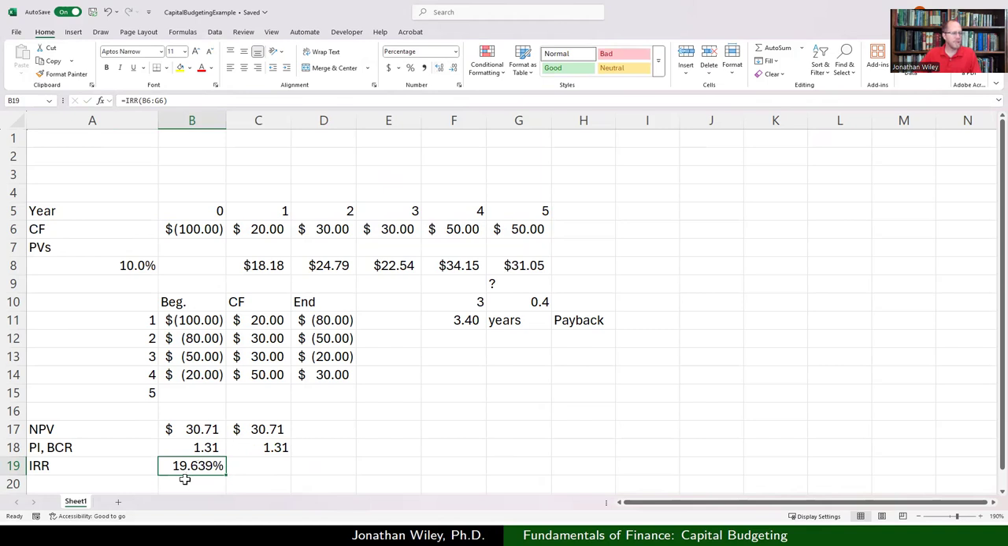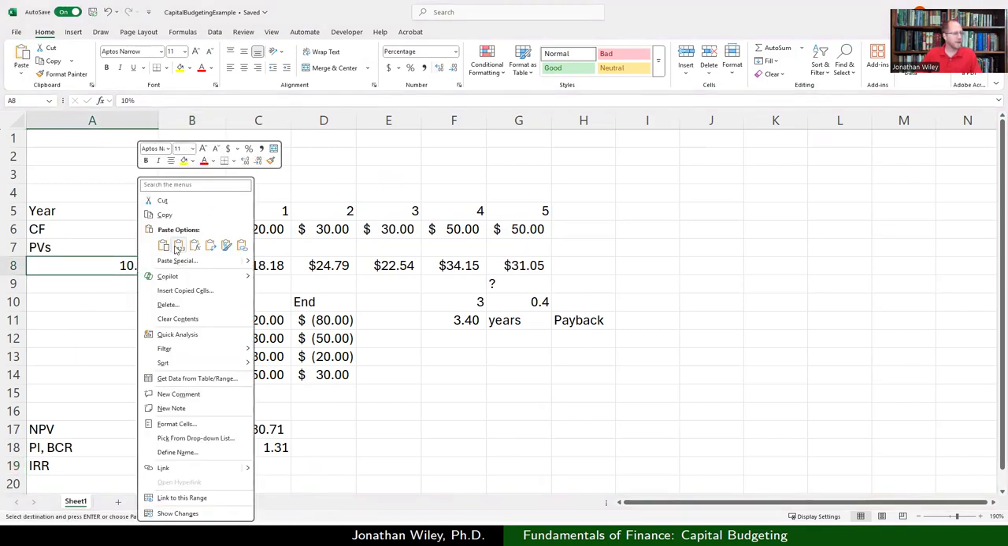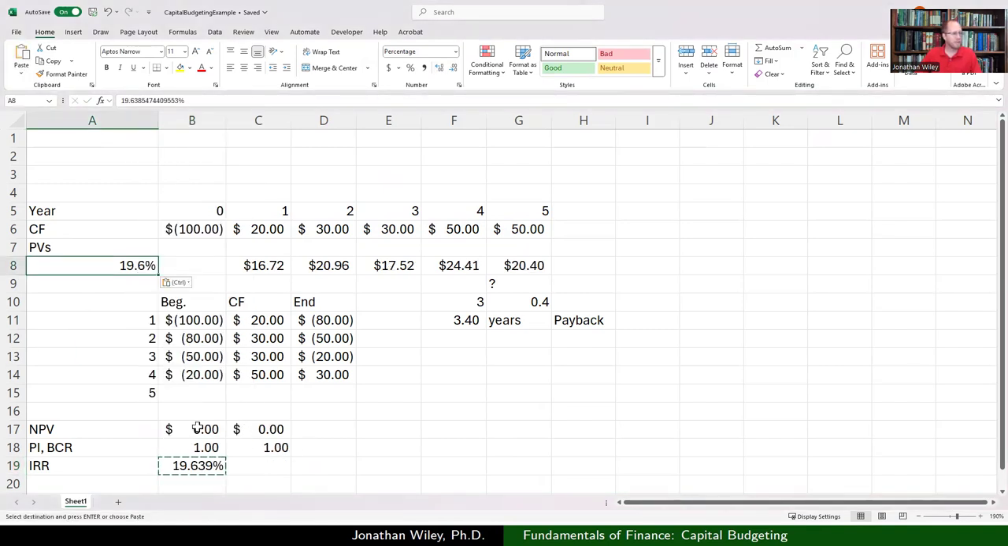Lo and behold, 19.639% is the value that we wound up with here. That was actually pretty close to what we had at one point when I was guessing of 19.5. So basically, that's the IRR. This is the number that if I plug it in, I get a net present value of zero. To see that, I'll go ahead and copy that value and paste the value over here. And sure enough, my net present value is now zero. So that's the IRR, and I can think of this 19.6% as being the rate of return generated by the project.